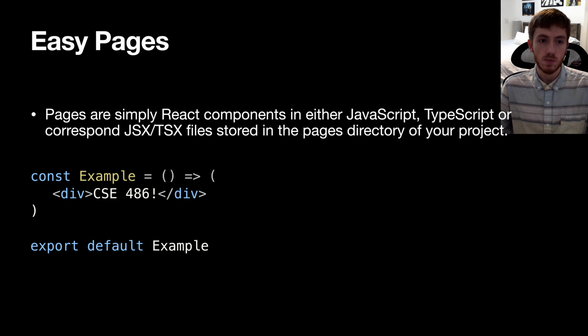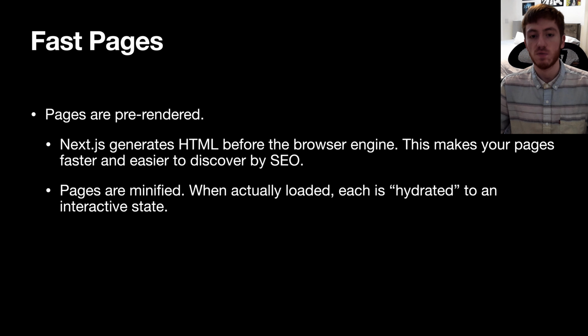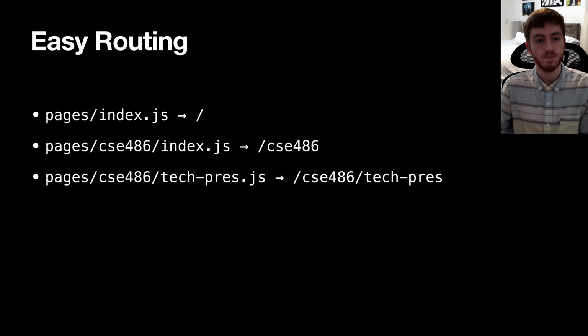So Next is very much an easy page tool. It makes it so that you're simply playing off of React components still, either using JavaScript or TypeScript, and the code is the same as always here, which is great if you're used to React. The nice thing is that it builds upon what React does. It pre-renders pages, making them much faster than they are in vanilla React. So essentially what it does is it generates the HTML before the browser engine has to. This makes it so that your pages are going to be faster and are more discoverable by SEO for search engines like Google or DuckDuckGo. Your pages are essentially minified, and when they're loaded, they go through a process called hydration, where they're actually brought to their interactive state using React.